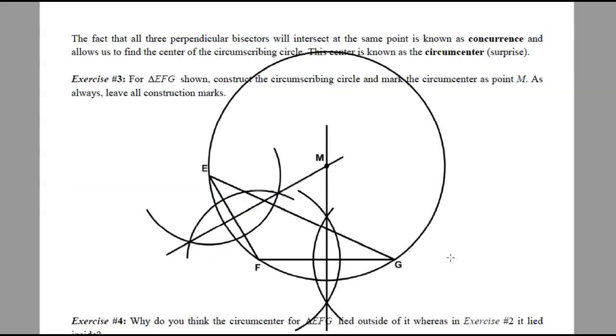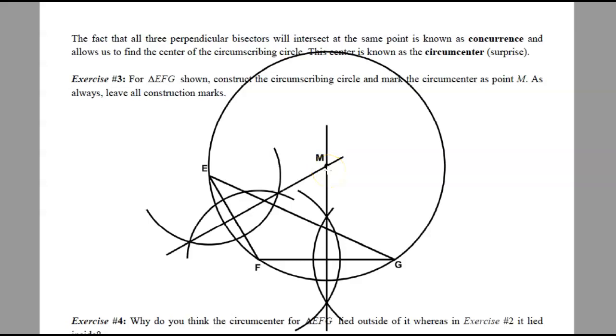Alright, on the next page, the fact that all 3 perpendicular bisectors intersect at the same point is a phenomenon called concurrence. When lines meet at the same point, they are known as concurrent. So the point where the bisectors meet is what's called the circumcenter. Now that word should fall in nicely with what we've been talking about. If it's a circumscribed circle, or circumcircle, it has a circumcenter. So that's what point M is called.